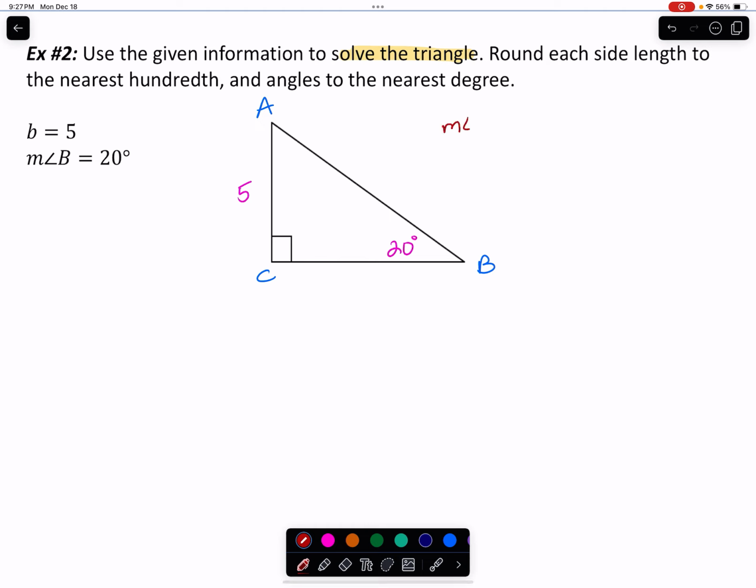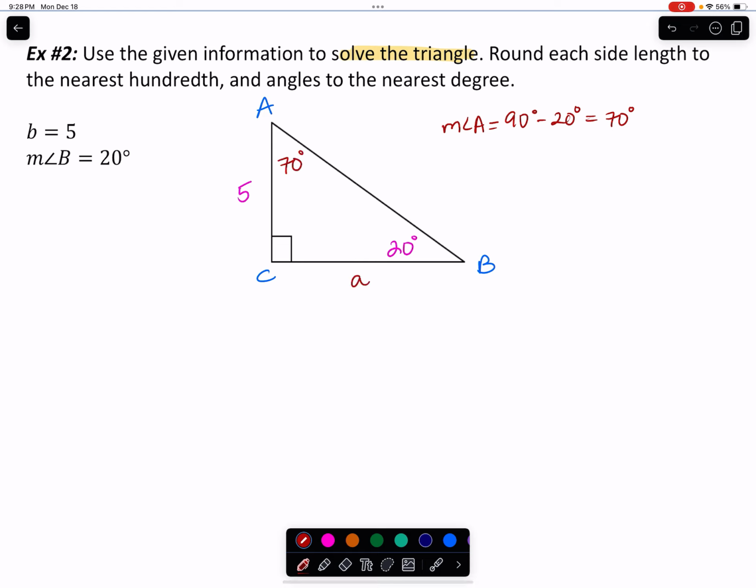The measure of angle A, by that one corollary that we were talking about, is just going to be 90 degrees minus 20 degrees, because angle A and angle B should sum to 90. If I already know that one of them is 20, then the other must be 70. So the measure of angle A is going to be 70 degrees.